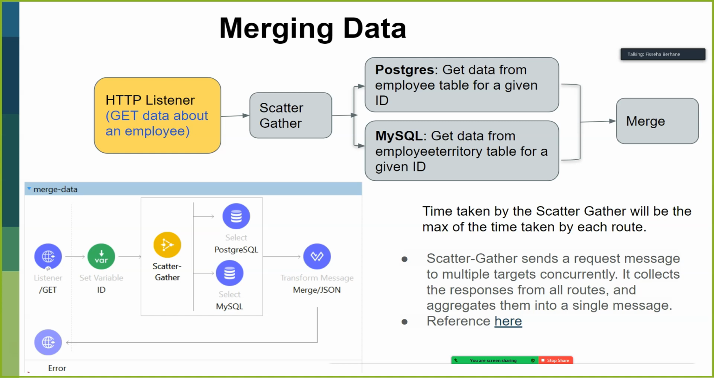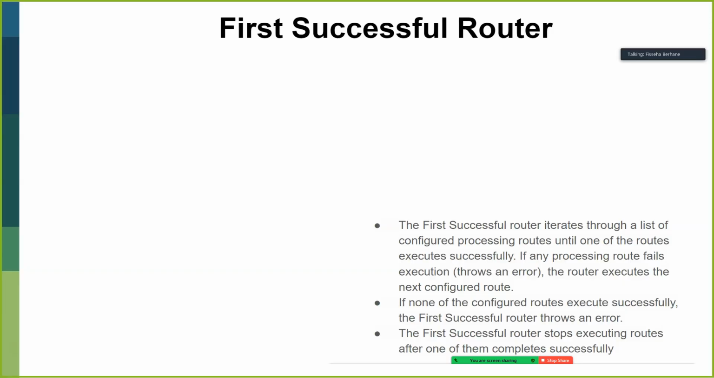So we will see how to connect to each database. So this is one concept that we'll see. The other one is about first successful router. The first successful router, as I said, iterates through a list of configured processing routes until one of the routes executes successfully. Once one of them executes successfully, it doesn't check the rest of them. And if none of them execute successfully, then it returns an error.